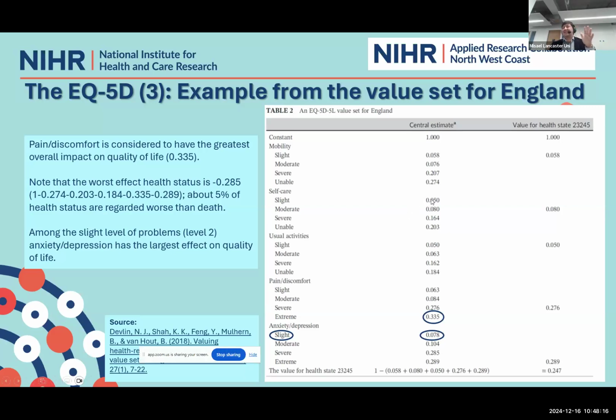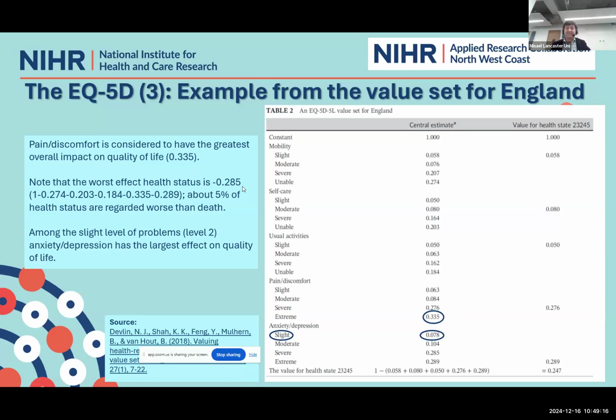What happens if somebody has the worst health state? So they are unable in mobility, unable to do self-care, unable to do usual activities, and so on. Then if we do this, the value will be minus 28.5%, actually negative, which is worse than death. About 5% of all possible health states are negative, which means those health states are considered worse than death. Which is actually an improvement from the previous model with 3 levels, which had over 30% of health states with negative values. Okay, but this is the idea.